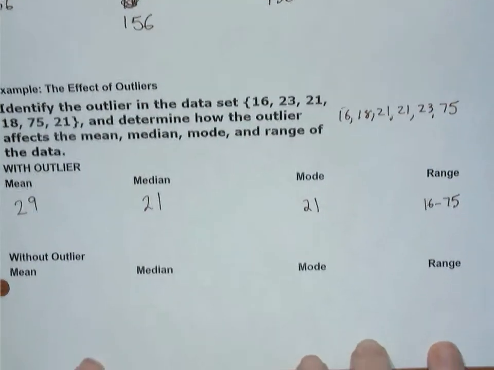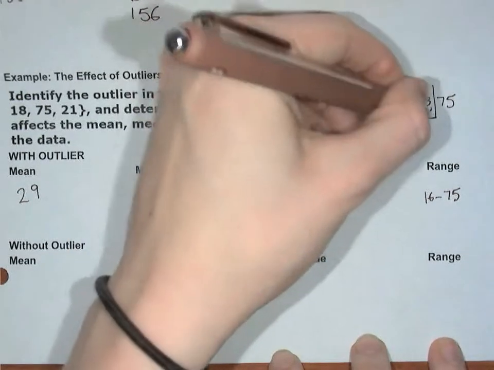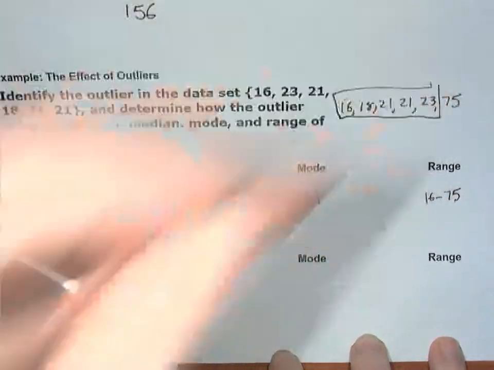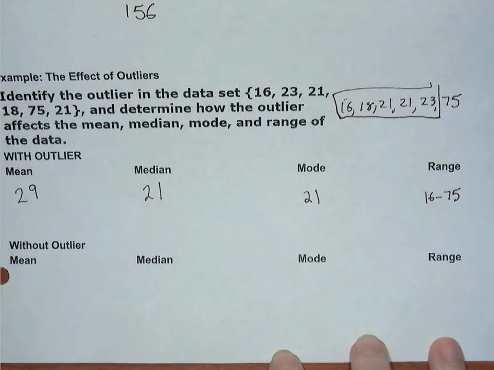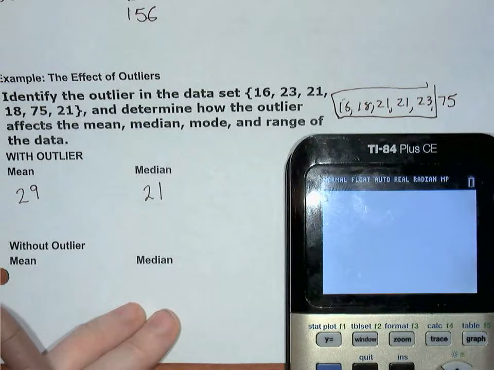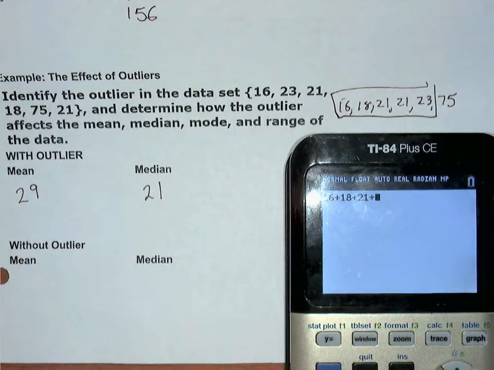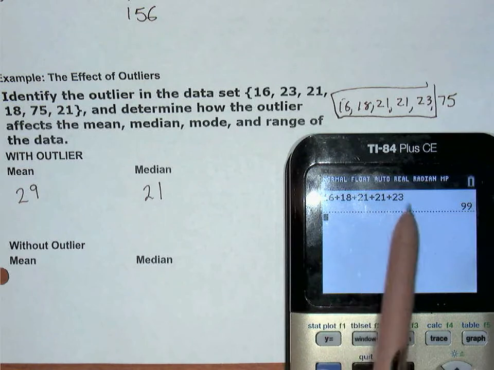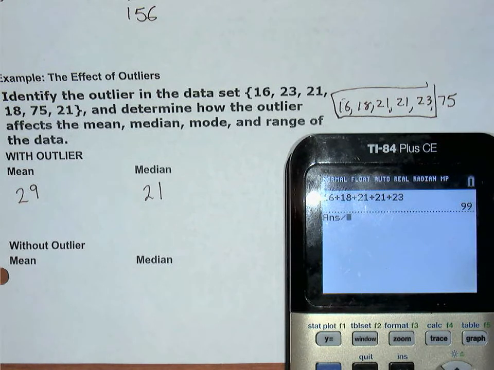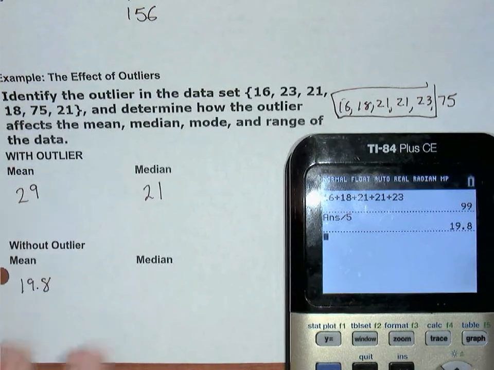Then we're going to recalculate, but we're going to cross out the outlier. We're going to say, I'm just looking at my first 5 data values, and I'm not looking at the outlier, and we're going to see how that changes things. So if I use my first 5 data values, and I find the mean of those, I've got 16 plus 18 plus 21 plus 21 plus 23. That's 99. But instead of dividing by 6 this time, I'm just going to divide by 5, because that's the number of data values I have. So 19.8 is my new mean.